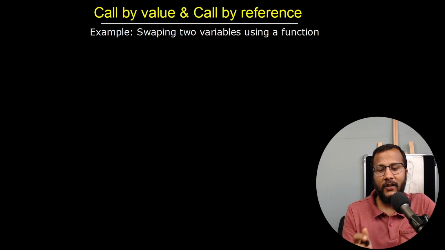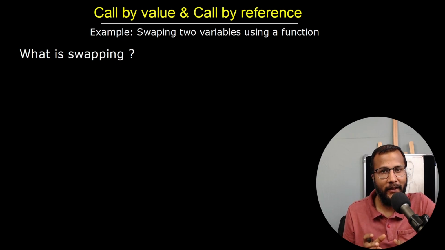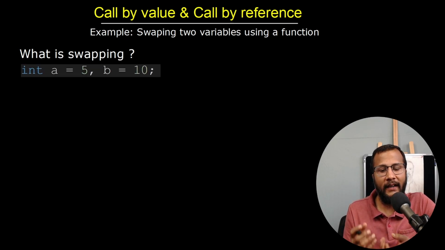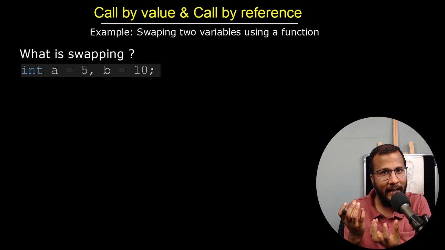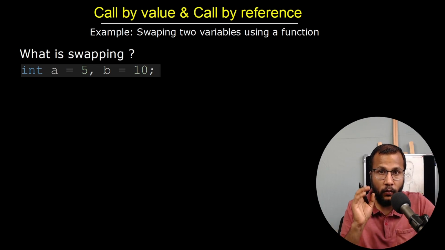So first of all, let's learn about what is call by value and call by reference. The example that we are trying to take here is swapping two variables using a function. So the first thing that comes to your mind is, what is swapping? Swapping is interchanging the values that the variables are holding. For example, let's take these two variables, int a equals 5 and b equals 10. Now a is holding the value 5 and b is holding the value 10. If I perform swapping, a should now hold the value 10 and b should now hold the value 5. So we're interchanging the values that the variables are holding. That is what swapping is, also called interchanging the values of the variables.